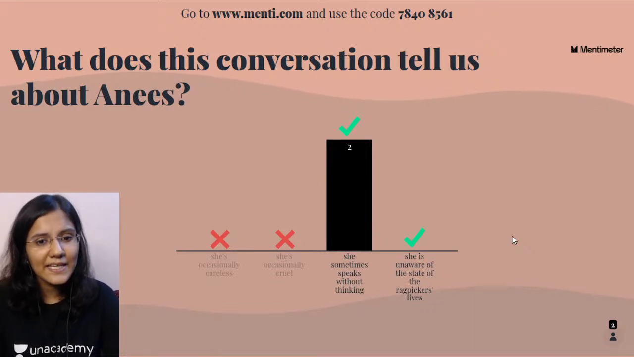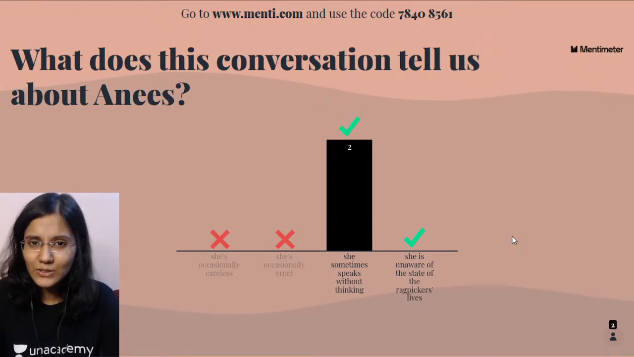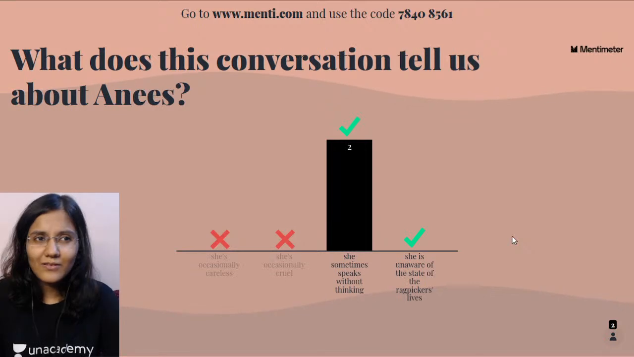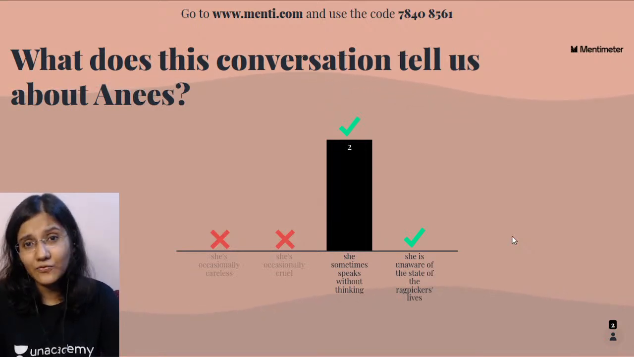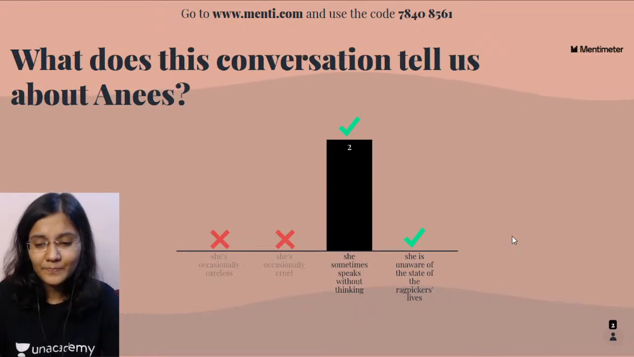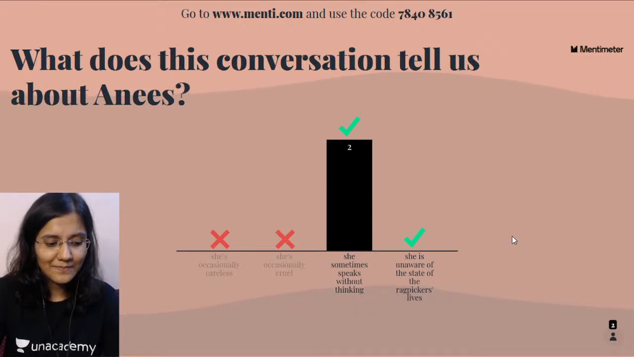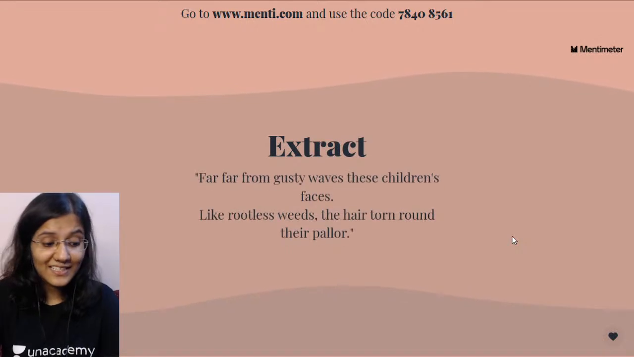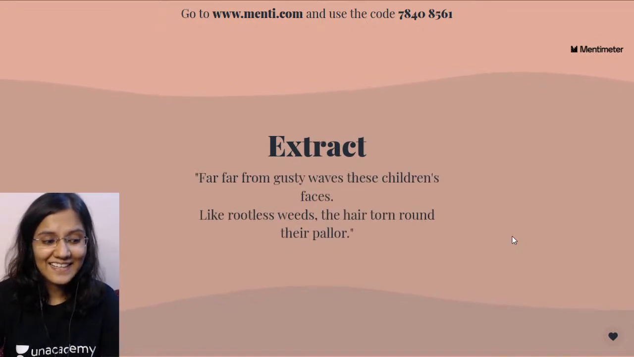So she's not speaking without thinking in the sense that she is trying to be cruel. She just doesn't have enough information about these people's lives in order to be careful with them and their feelings either. Right? So two things. Yeah, multiple correct answers in this particular case.